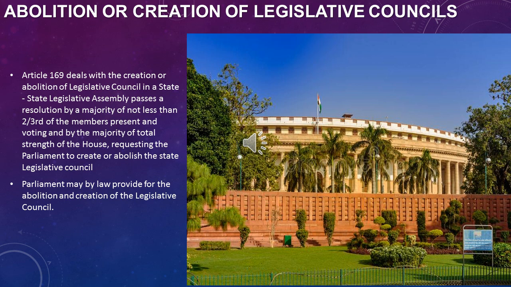The Tamil Nadu Legislative Council was abolished by the Tamil Nadu Legislative Council Abolition Act, passed in the year 1986. The act came into force on the 1st of November 1986. From that year onwards, Tamil Nadu has only a unicameral legislature, so there is no legislative council. Article 169 deals with the creation or abolition of the legislative council in a state.